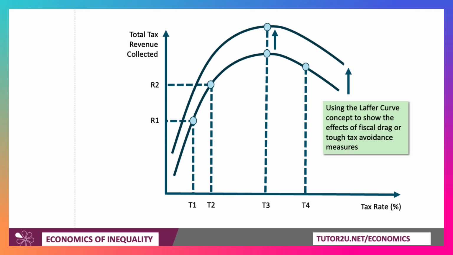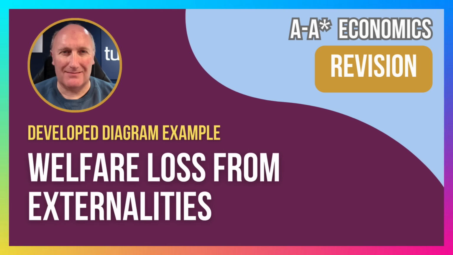Or the government could bring in effective, tough tax avoidance measures. Tax avoidance is where you find legal loopholes, tax reliefs and allowances and so on, in an attempt to reduce your tax liability. Well, in this situation, if tax avoidance is successful, again, the government could increase tax revenue without changing the tax rate. So this is a good example of how to use a developed Laffer curve diagram in a question on fiscal policy. And my final example looks at welfare losses from externalities.